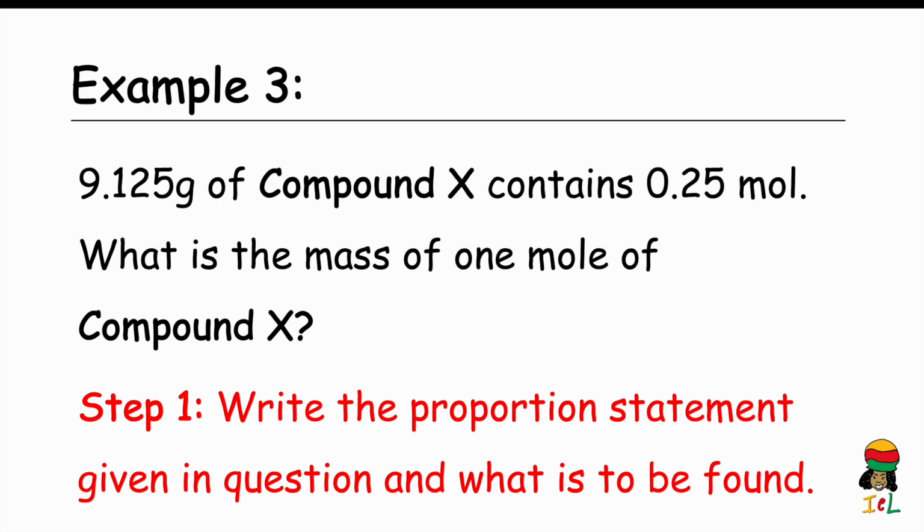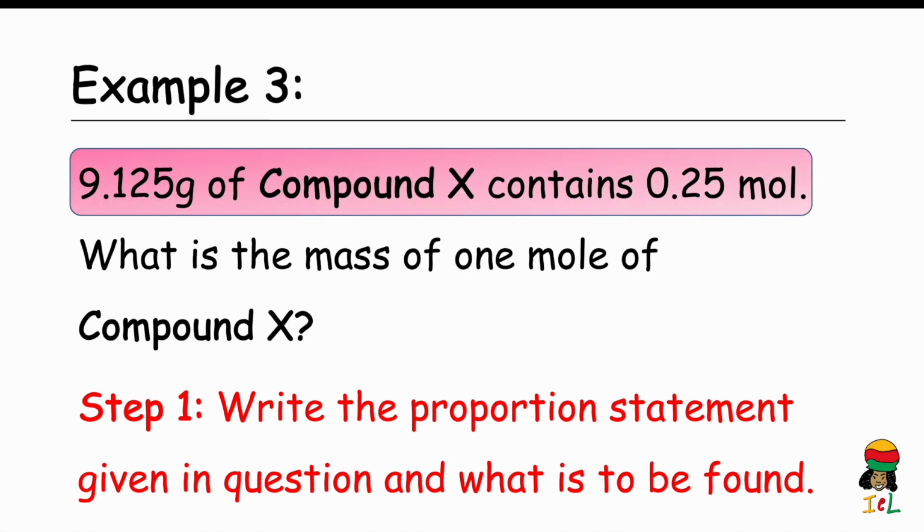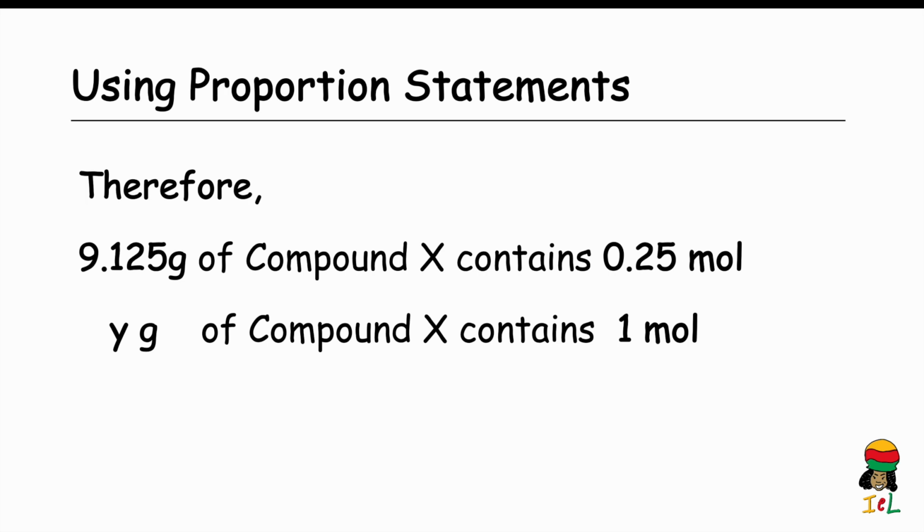So let's see what proportion statements are given. The first one is that 9.125 grams of compound X contains 0.25 mole. And then the second one is that we need to find the mass of compound X in 1 mole. Therefore, our two proportion statements would be 9.125 grams of compound X contains 0.25 moles, and Y grams of compound X contains 1 mole. We use Y because the mass of 1 mole of compound X is unknown.